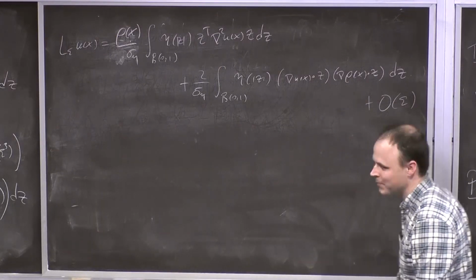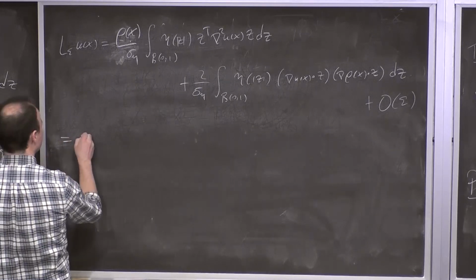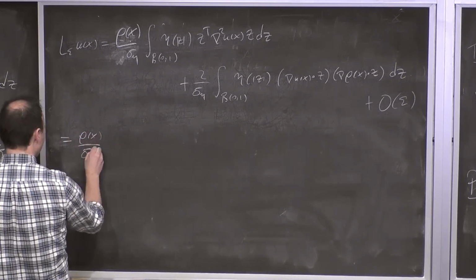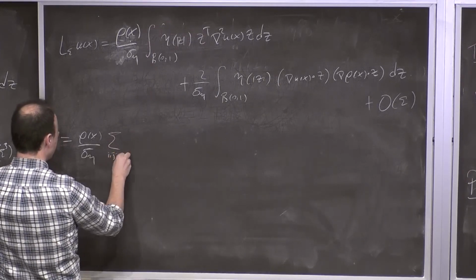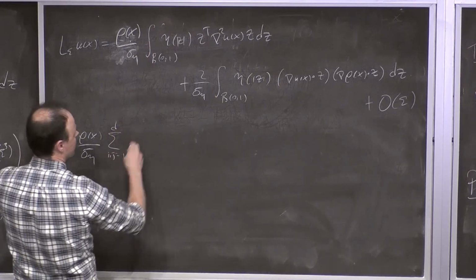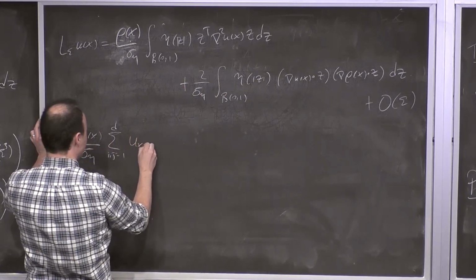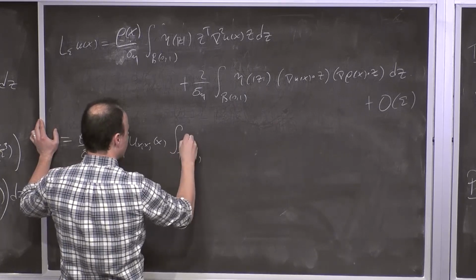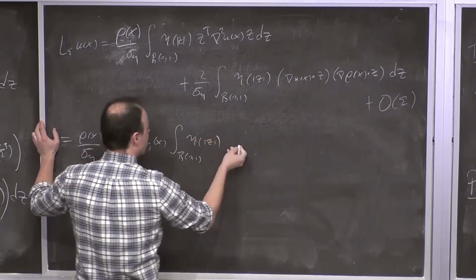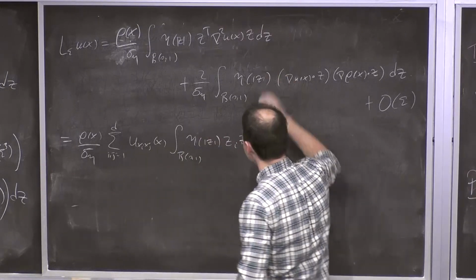Okay. And now let's simplify this. So rho of x over sigma eta. Now I'll just pull the sum outside. That defines the quadratic form here. And it's going to be u xi xj at x, and then integral of eta of z, zi zj. All right, that's the first term.